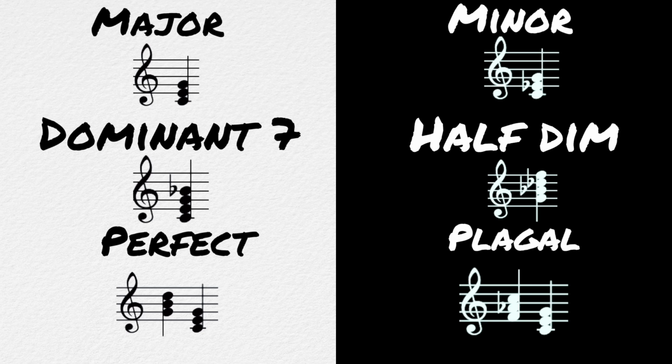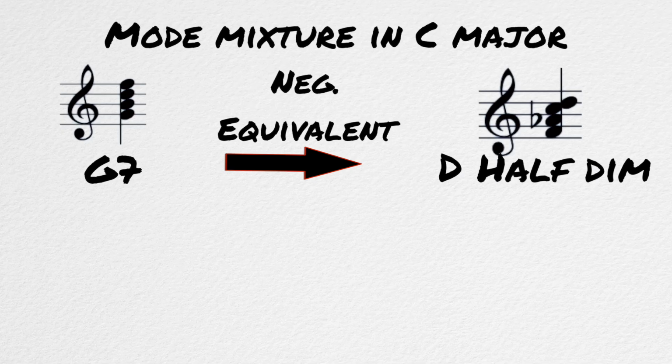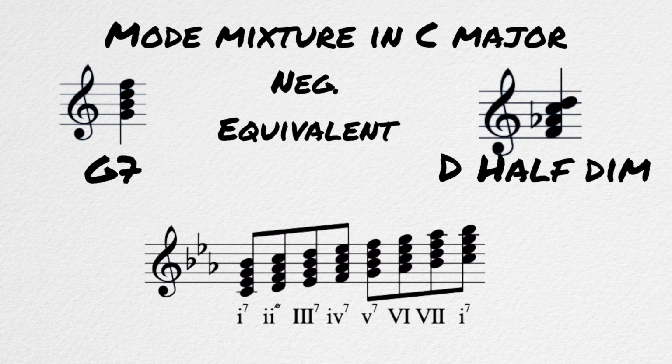The first of which being mode mixture. The negative equivalent of most of these chords can already be found by the use of mode mixture. For example, the negative equivalent of the 5-7, which is F minor add 6 or D half diminished, can simply be explained by borrowing the 2-7 chord from the minor mode. In C minor, the 2 chord would be 2 half diminished 7.